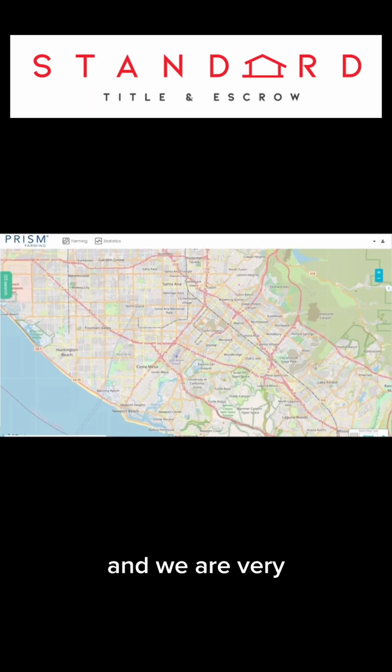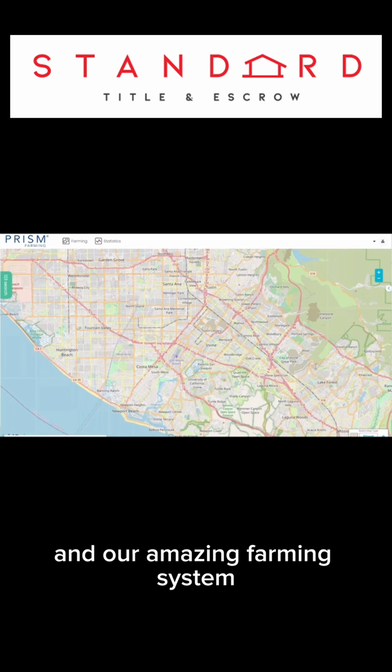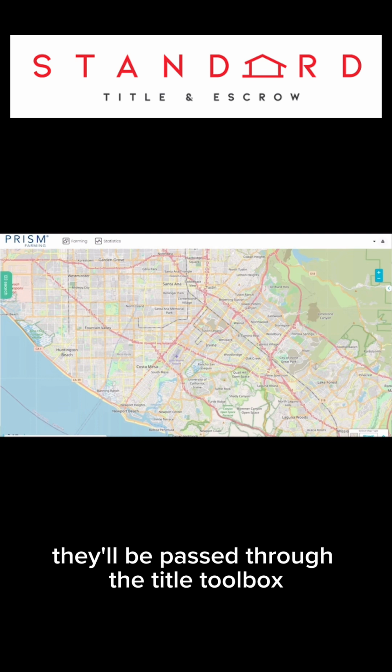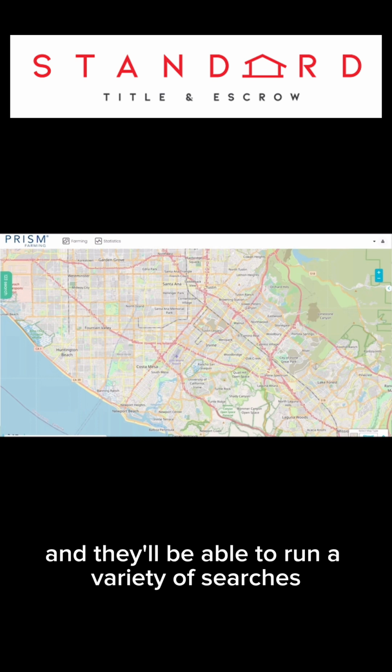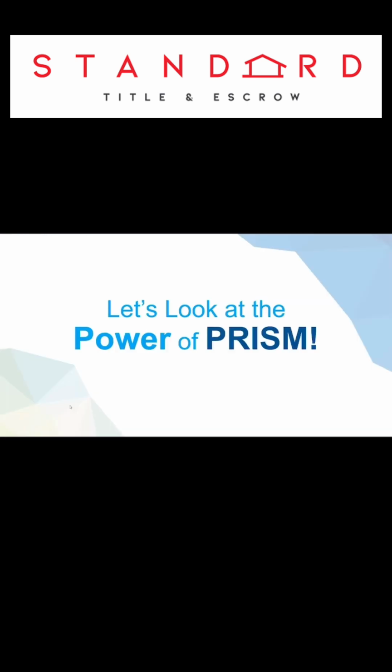And we are very excited to launch our partnership with Benutech and their amazing farming system. It's called Title Toolbox. So through PRISM, they'll be passed through the Title Toolbox, and they'll be able to run a variety of searches in order to help identify leads to capture sales and market their real estate business.